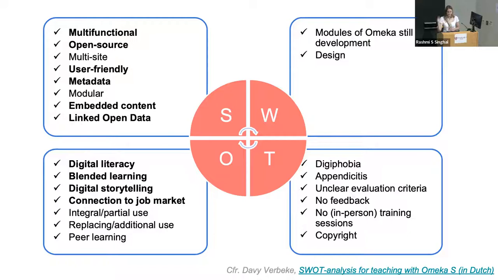Some of the other threats were unclear evaluation criteria, providing no feedback, and also a really important one: no in-person training sessions. It's not because there are digital platforms that you can just use them and not have training sessions. We actually found that students need those in-person training sessions in order for the assignment to succeed. And also copyright, often an issue. So those were kind of our findings.